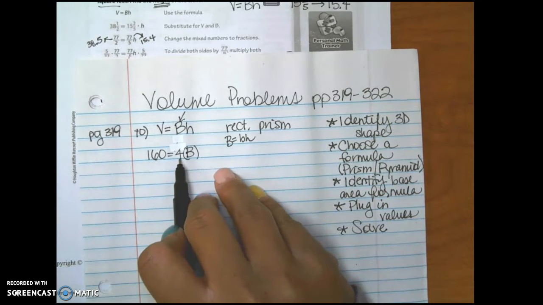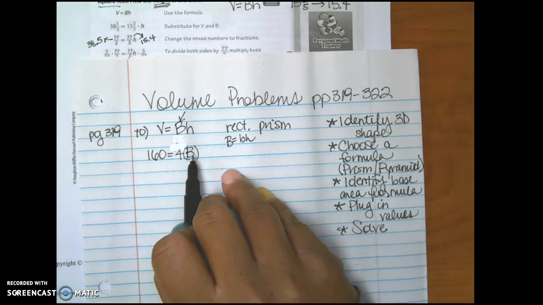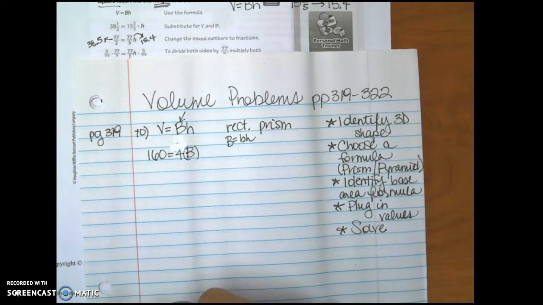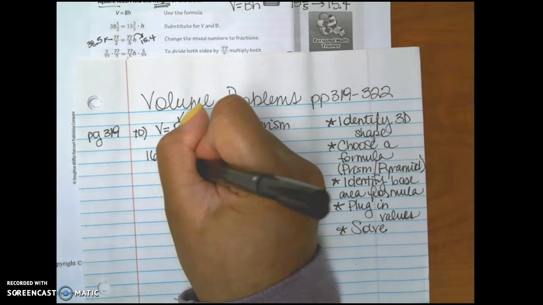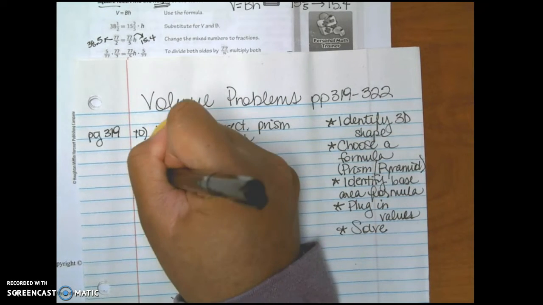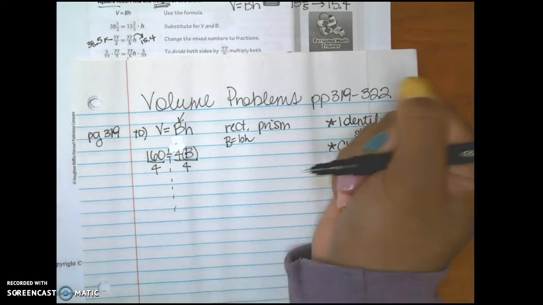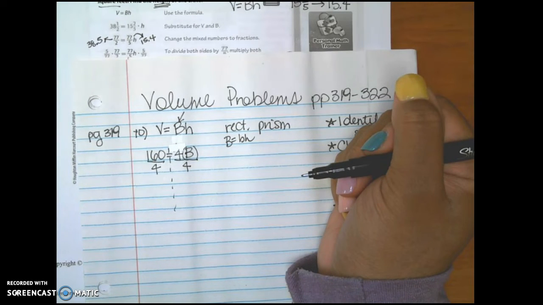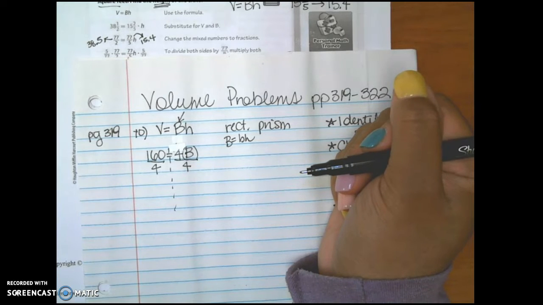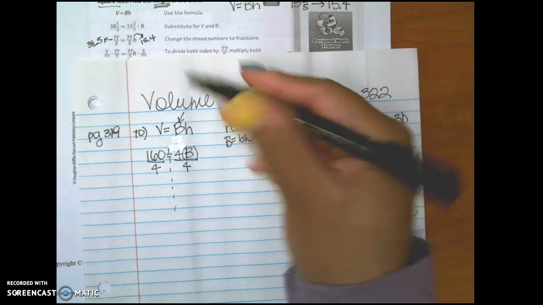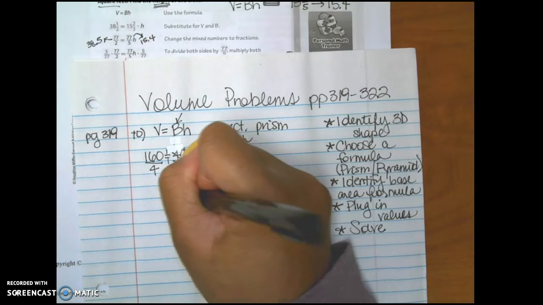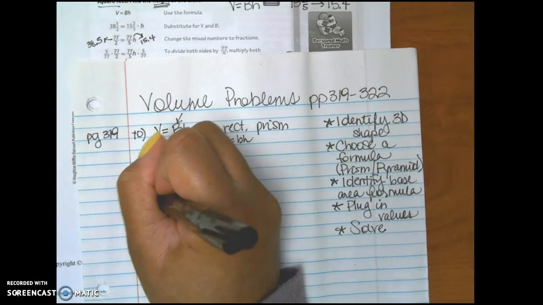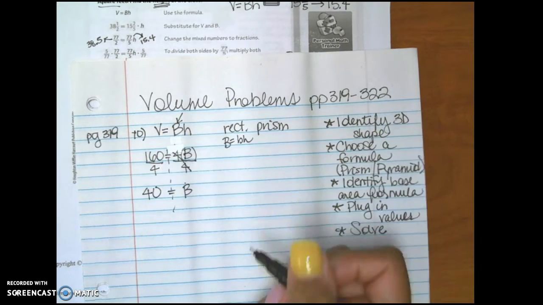What is happening to the 4 and the B? They're being multiplied. How do I get rid of the 4? Divide by 4 on both sides of my equal sign. If we drew a line there like we did in September when we were solving equations and inequalities, I need to separate my sides, divide by 4 on both. What happens to these 4s? They cancel. B equals 4 into 160, which is 40.